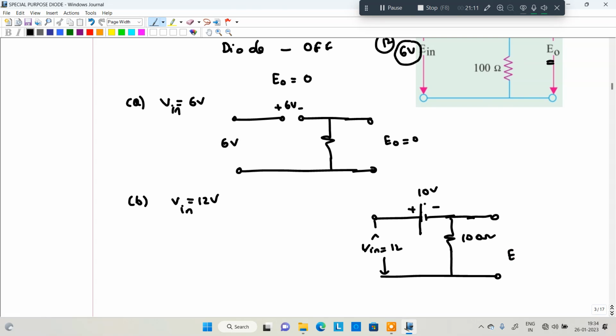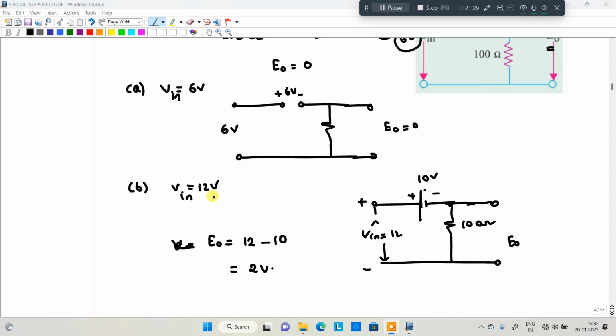You want the E0 value. Now, this is the polarity, plus and minus. What is the polarity now? The voltage appears here, so E0 is equal to... this is the polarity 12, this is the opposite polarity 10, then you will get 2 volts. What is the output voltage now?